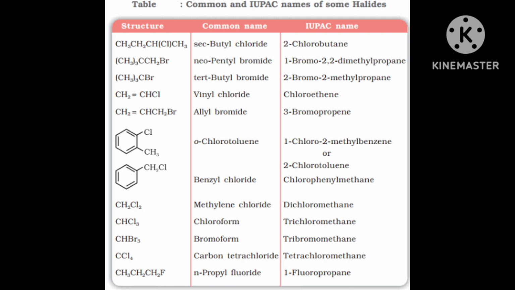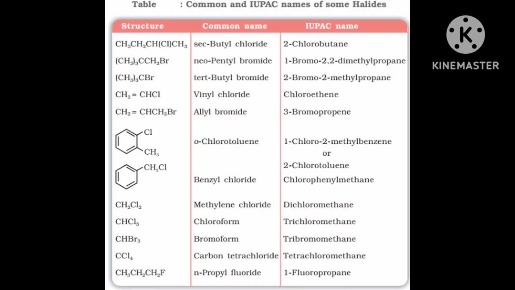What will be the IUPAC name for this? I told you, numerals you have to write. First you write 1, and then it will be the third position. Second, ortho position, nothing is there; third. Then first and third you have to use. Means 1,3-dibromobenzene. After 1,3 you write a dash and then dibromobenzene.